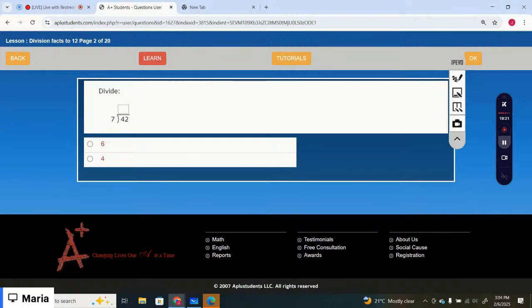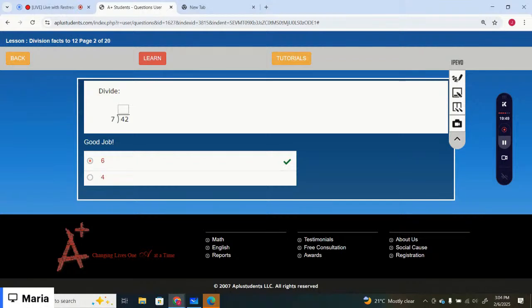Okay, the next one is 42 divided by 7. You need to count a table of 7 until 42. 7 times what number is 42? That is 7 times 6 is 42. The correct option is 6. Option number 1 is the correct option.